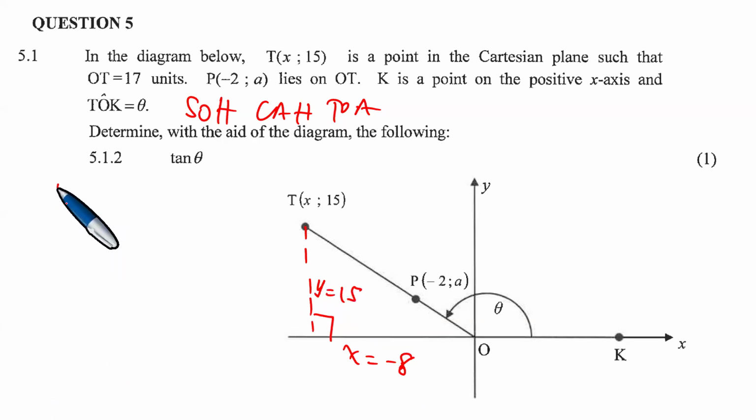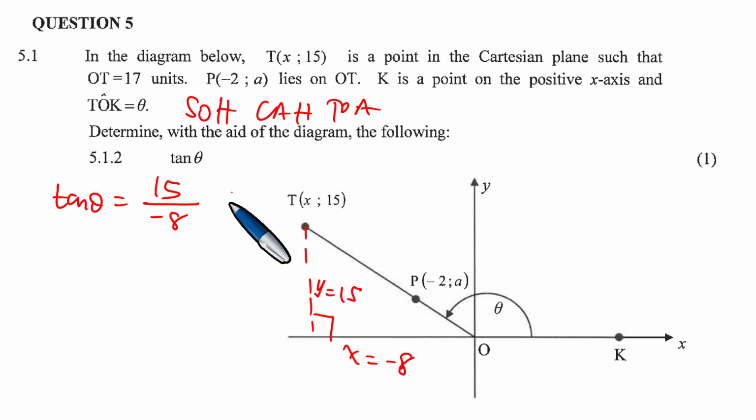So we want to find the tangent of theta. Tangent of theta is opposite over adjacent, rather than opposite over hypotenuse. So opposite over adjacent is exactly 15 out of minus 8. So the tangent of theta becomes 15 out of minus 8. And that is what we want, and that is what we have got.